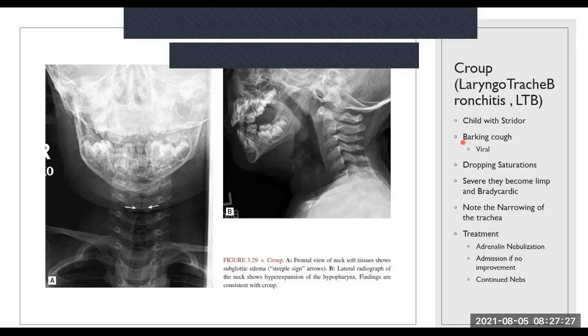So it's a viral infection and the children tend to get stridor, right? Now the reason for that is with this viral infection, they basically get a lot of edema around the larynx and trachea, right? So the way that presents is a narrowing.